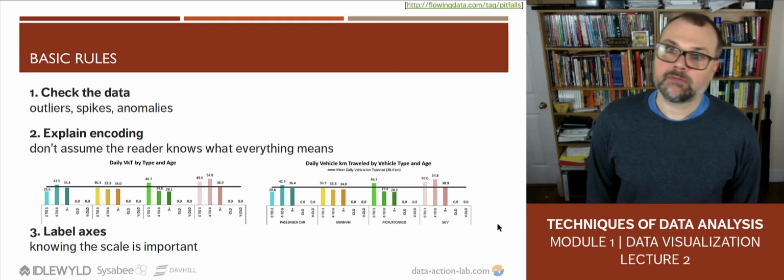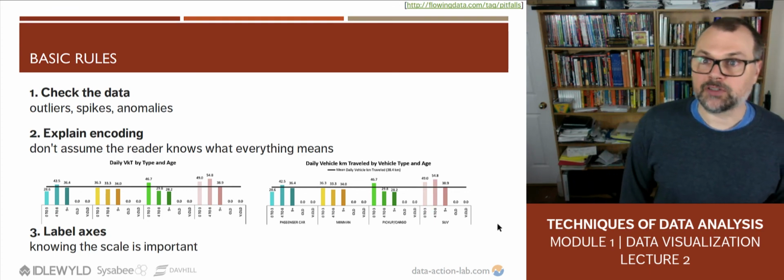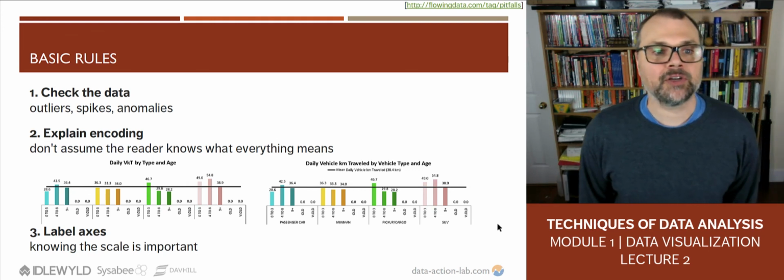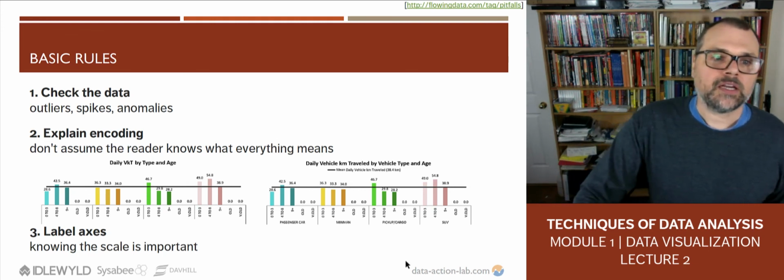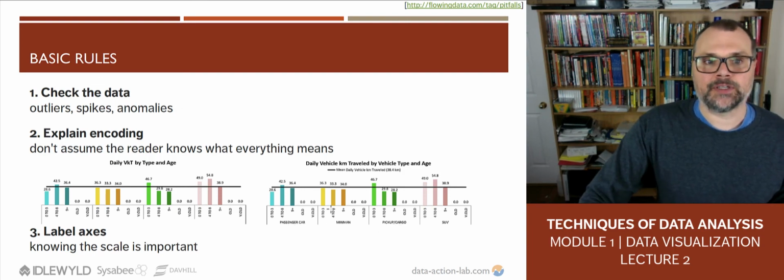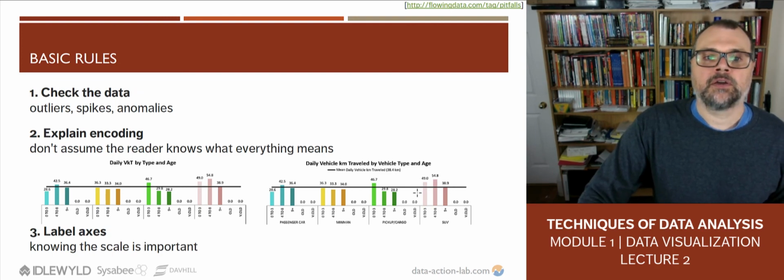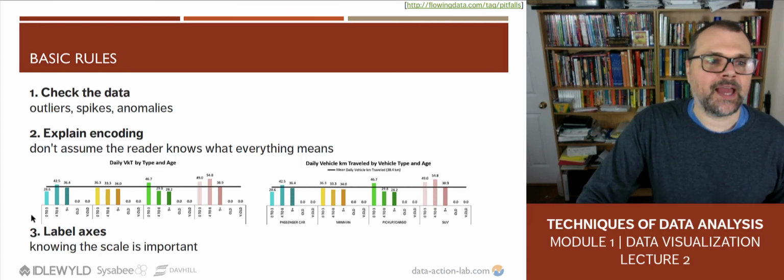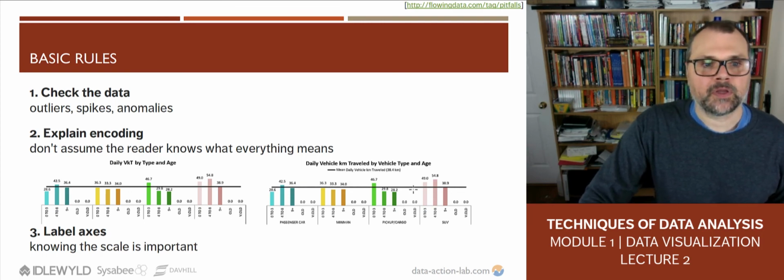How much distance each vehicle is traveling on a daily basis by vehicle type and vehicle age. I've labeled my categories. My turquoise and blues are passenger cars. The orange things are minivans. Pickup cargos are in green. SUVs are in, well, purplish shades. And then the age as well is given there.